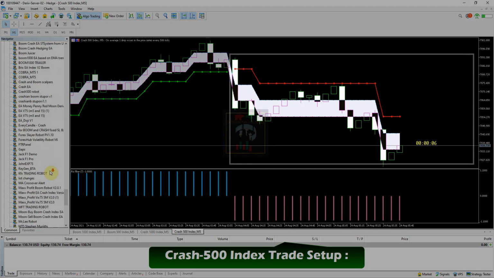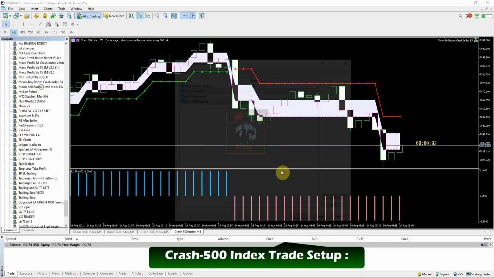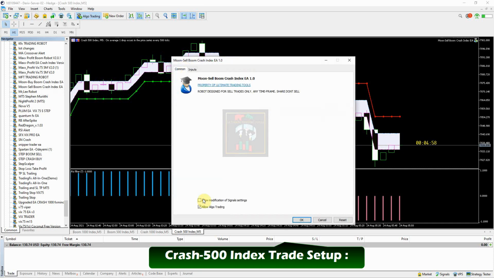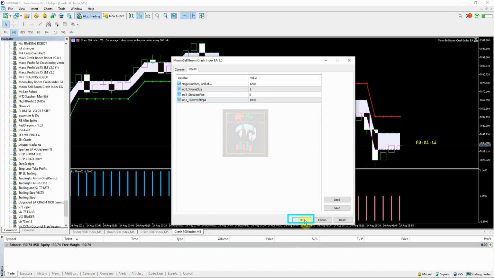On this particular market of Crash 500 index, I will attach the Moon Sell robot because I see the frequency of the spikes that have happened on this current trend, and also the Renko adaptive indicator is red, showing a high probability of spikes happening within this period. The stop loss, in case no spikes happen, will be at the top of the Renko trend adaptive. Press OK to attach the robot and wait.